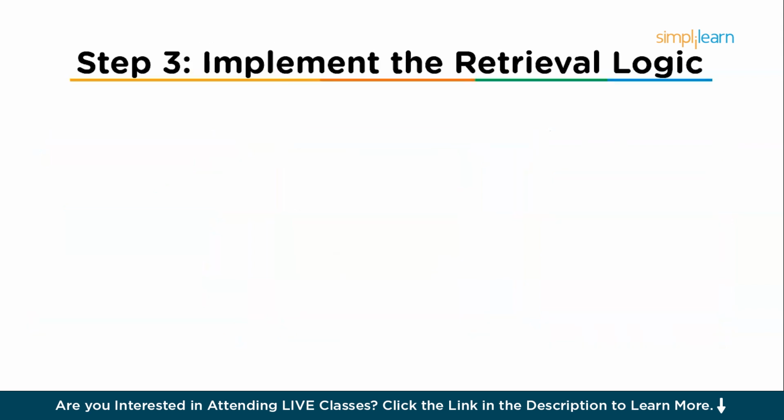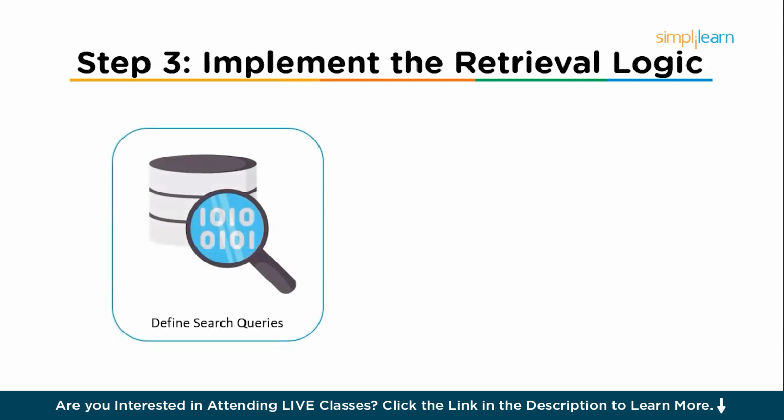Now moving on to the third step, we have implementing the retrieval logic. Now that you have indexed your data, you need to implement the retrieval mechanism. The goal here is to allow your system to fetch the relevant information based on a user's input or the system queries. The first one is defining the search queries. Set up logic that can process incoming queries and retrieve the relevant data from your indexed knowledge base.